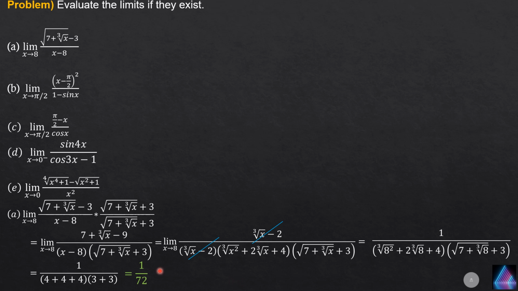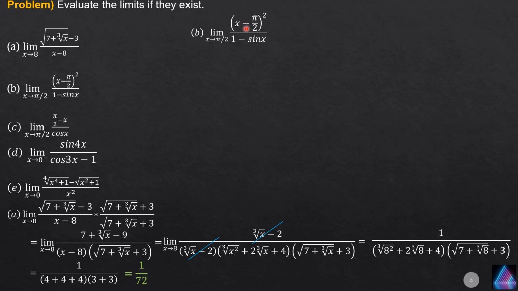For the second one, we have limit of quantity x minus pi over 2 over quantity 1 minus sine x as x approaches pi over 2. Another indeterminate form because the numerator approaches 0, 0 square. The denominator, when x approaches pi over 2, 1 minus sine of pi over 2, this approaches 1, so 0 over 0.